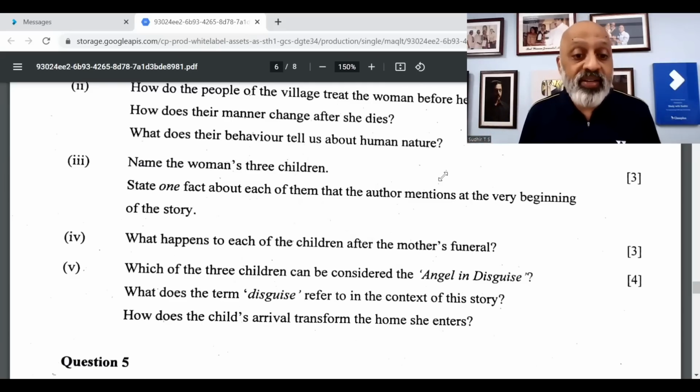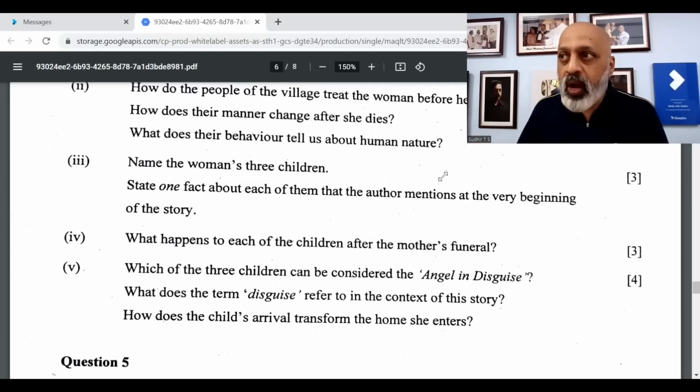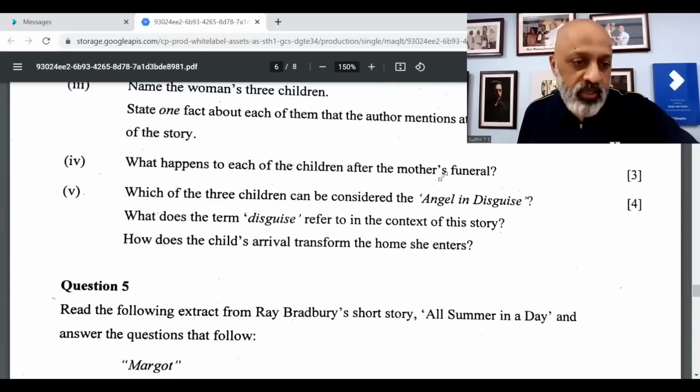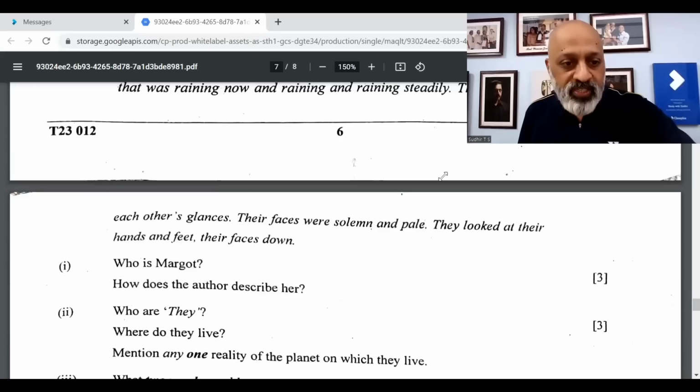And how does the child's arrival transform the home she enters? The Thompson household, about how he would be drinking the precious wine of joy every day, every night, and about how she had brought in the sunshine of love. So all those kind of keywords and key phrases you ought to have used in this particular answer for 4 marks. Okay. The second one is from All Summer in a Day.